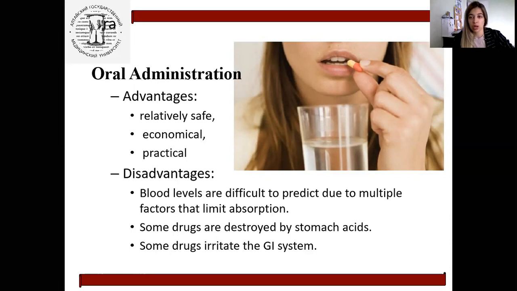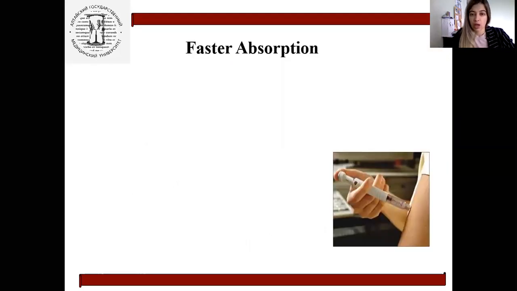Multiple factors what? When you swallow it orally, it goes to the stomach, and in the stomach you have what? Acid, some enzymes, and this digestion, everything can affect the drug. Some drugs are destroyed in stomach acids. Yes, some drugs irritate the gastrointestinal system. So we have some disadvantages of this administration.